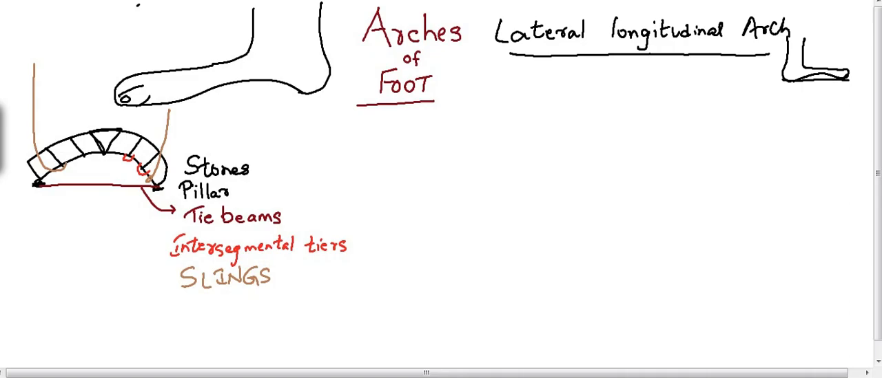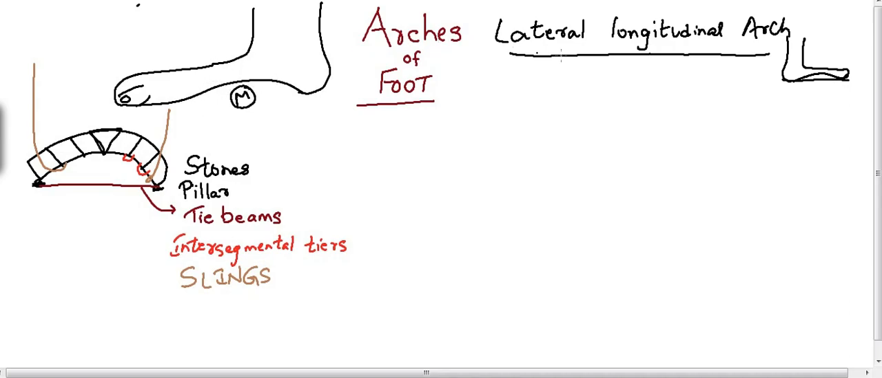Today's interesting topic is the lateral longitudinal arch. So let's understand the lateral longitudinal arch. Actually, we have three arches. One is on the medial aspect, the summit of which is really high, and that is the medial longitudinal arch. It's highly resilient and dynamic.